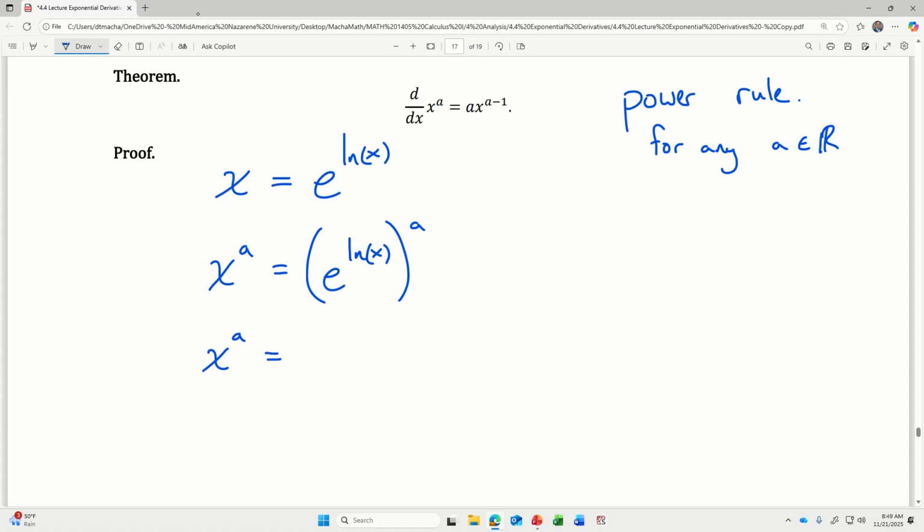There's a certain property of exponents I want to use now to say that this is the same thing as e raised to the power a times natural log of x. Okay, so I've got two subsequent exponents. I just multiply the exponents. Now we're trying to take the derivative of x to the a power. So we're trying to take the derivative of e to the power a times natural log of x.